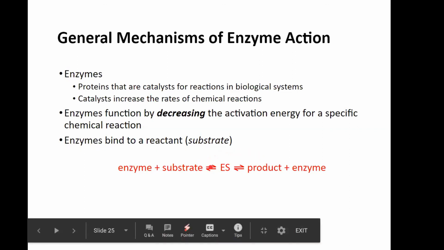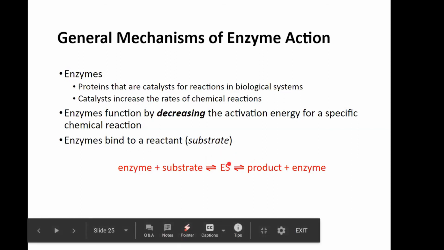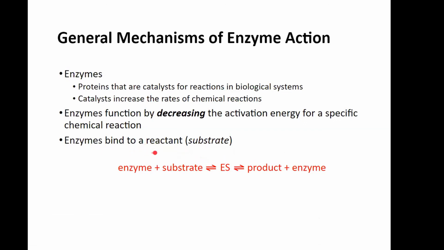And we'll see that these are double arrows, so they go both ways. So from this enzyme substrate bound state, we can get our enzyme and substrate back again, or we can get the product and enzyme. What I'm saying is that this equation is reversible. It can work in both ways.